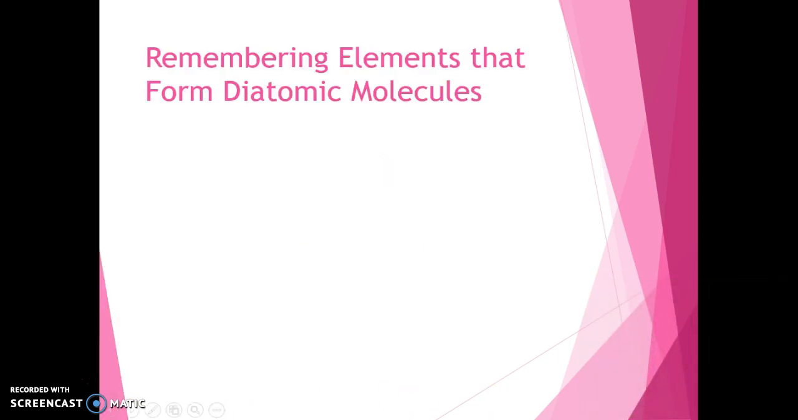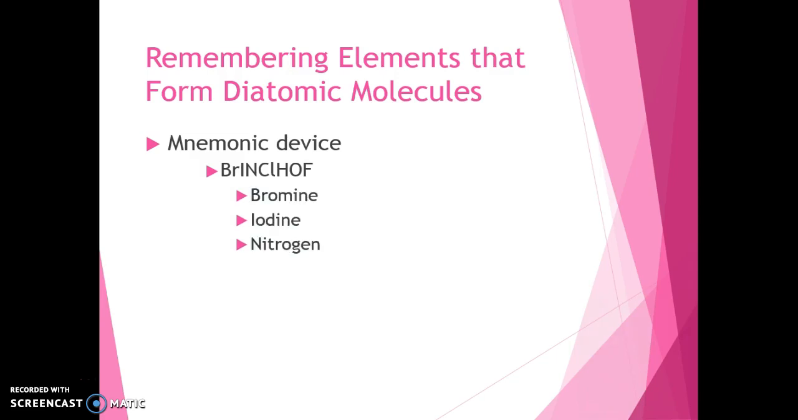So remember the elements that form diatomic molecules. It's really simple. We're going to use a mnemonic device, and the mnemonic device is Brinclhof. And if you haven't figured it out, those represent the elements. They are the symbols of the elements. So Br stands for bromine, I stands for iodine, N stands for nitrogen, Cl stands for chlorine, H stands for hydrogen, O stands for oxygen, and F stands for fluorine.